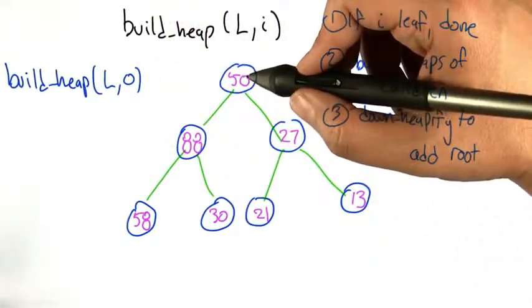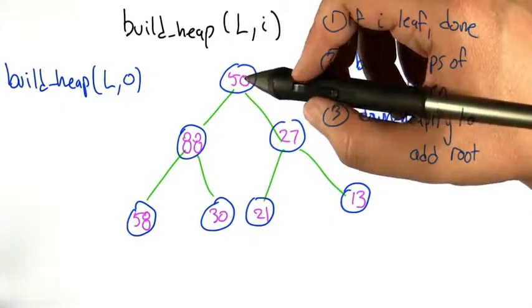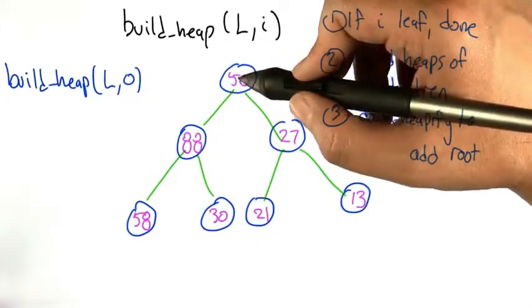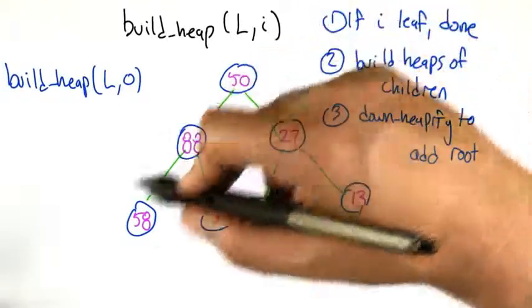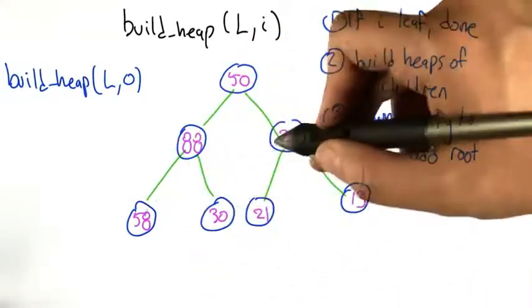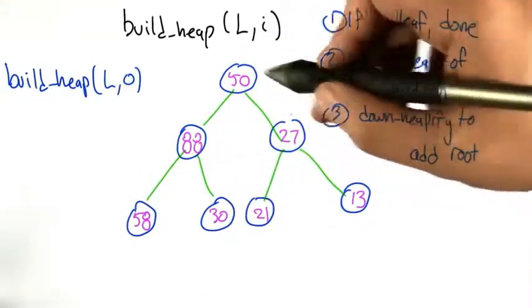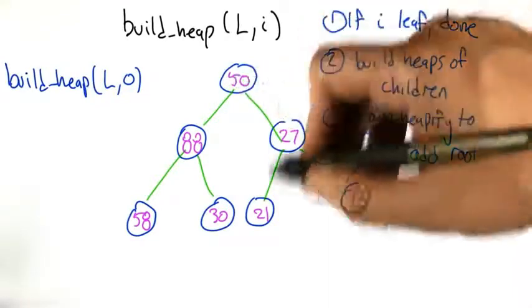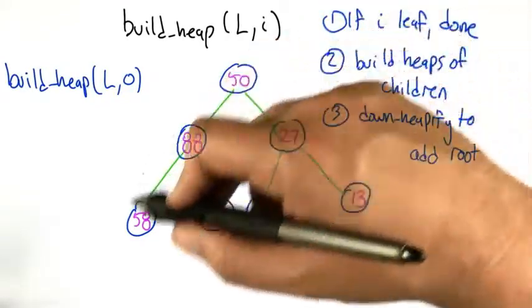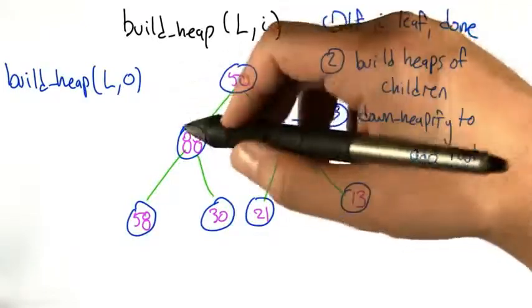We're going to start off at the root, which is node 0, and we're going to say, okay, to make this into a heap, first magically make this into a heap and make this into a heap. And once we're done, then we can do down heapify on this value and everything will be fine. But how do we build a heap out of this smaller piece? Well, we can do it again recursively.